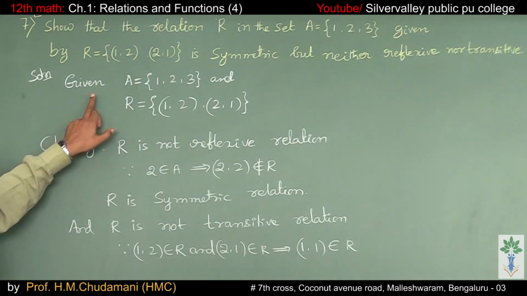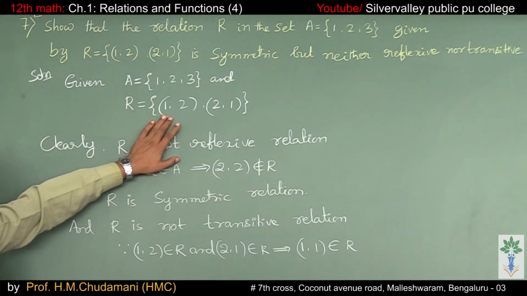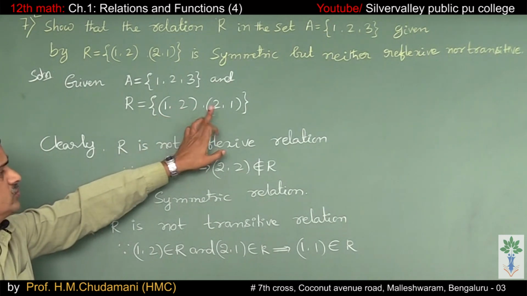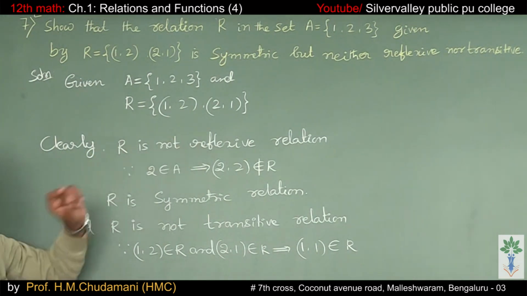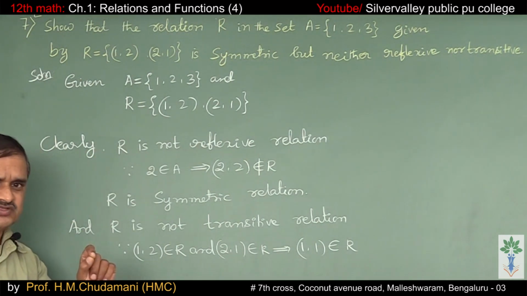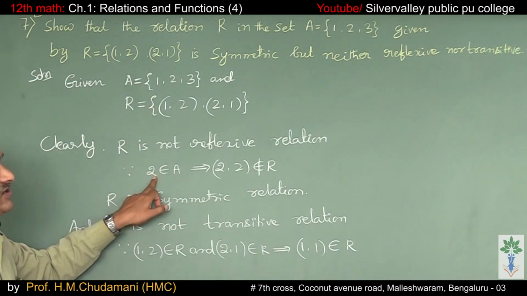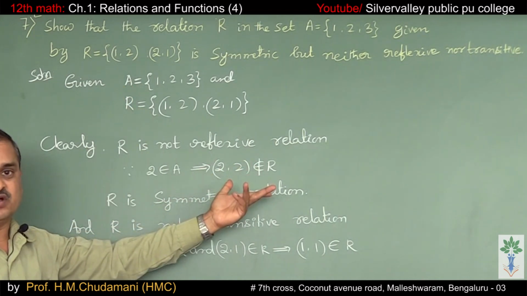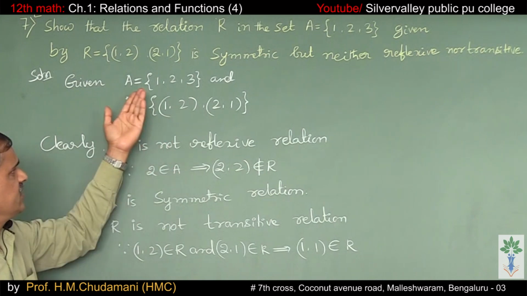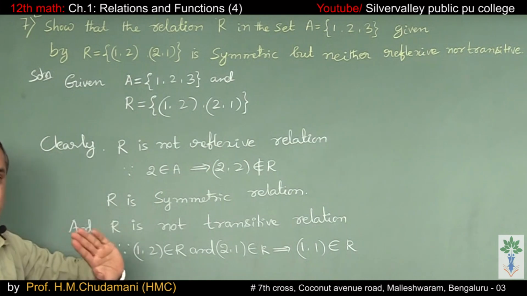Let us see the solution. Given the set A is {1, 2, 3} and the relation R is {(1, 2), (2, 1)}. Only two ordered pairs we have. Clearly, R is not a reflexive relation. Reflexive means for all the elements of the set A, the pair belongs to the relation. So, let us take an element 2 belongs to the set A. But (2, 2) does not belong to R. Not necessarily 2, you can take 3. (3, 3) does not belong to the relation. That's why it is not a reflexive relation.